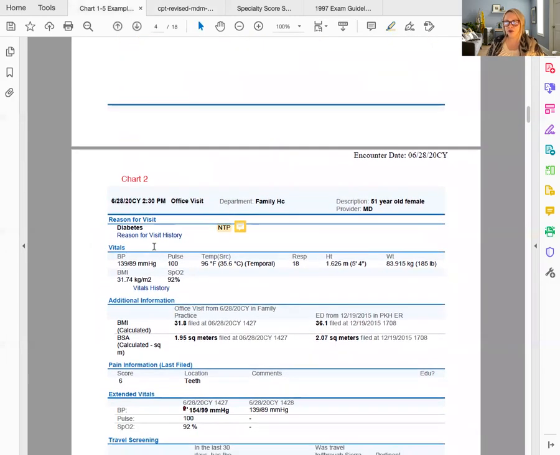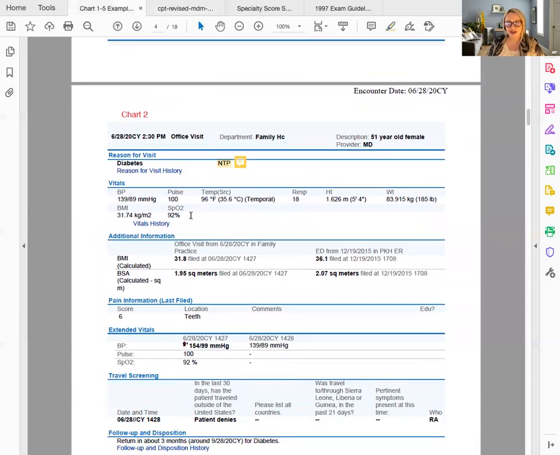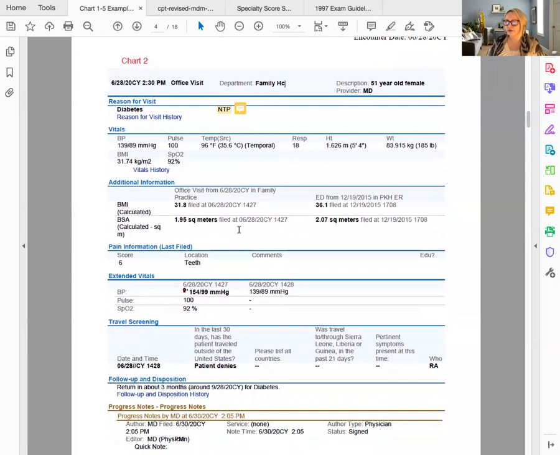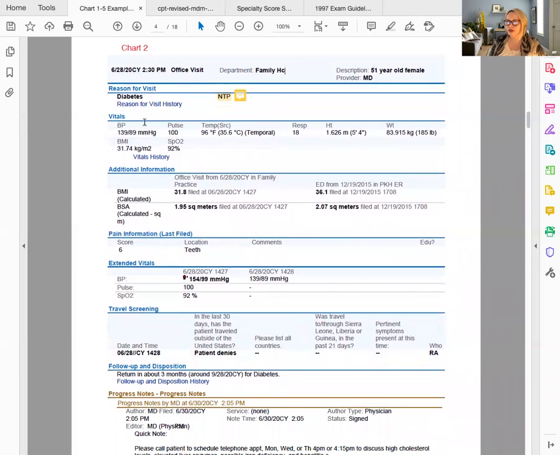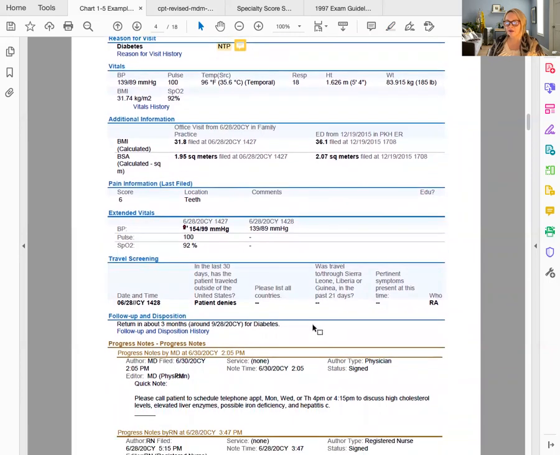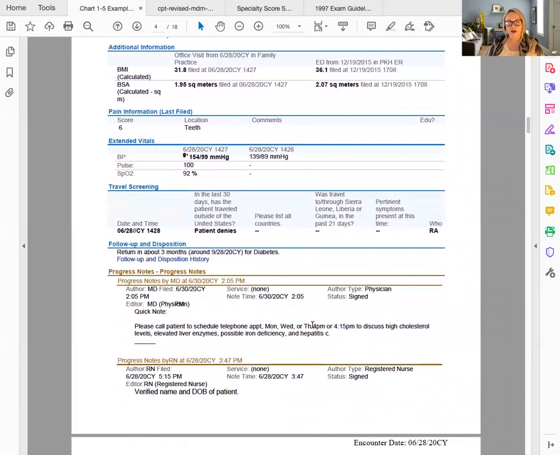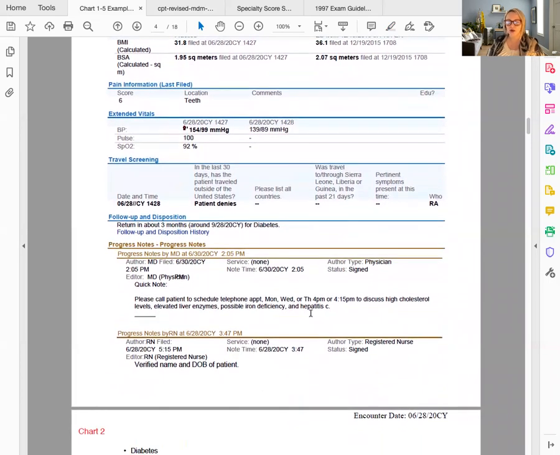Moving on to chart number 2. I haven't highlighted everything for you, but as you're going through it, pay attention to things like family health care for an office visit and terminology like NTP, which means new to the provider. You'll see a lot of the same setup as in the previous visit. And keep in mind, you're looking for documentation about either medical decision-making or time.